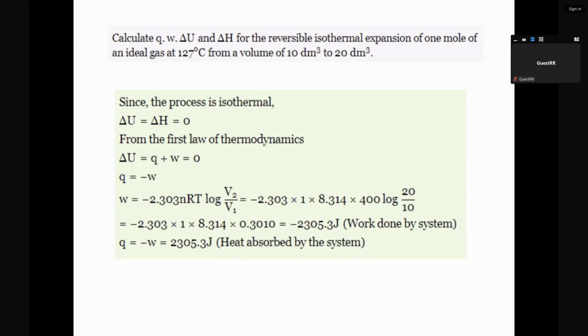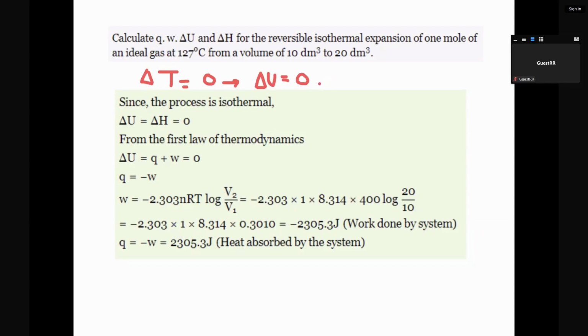Now, if we are talking about an ideal gas, for an ideal gas, if the process is isothermal, the change in temperature of the ideal gas is 0. For an isothermal process, delta T is equal to 0. And since it is an ideal gas, we know if the process is isothermal, then delta U will be 0. The change in internal energy will be 0.